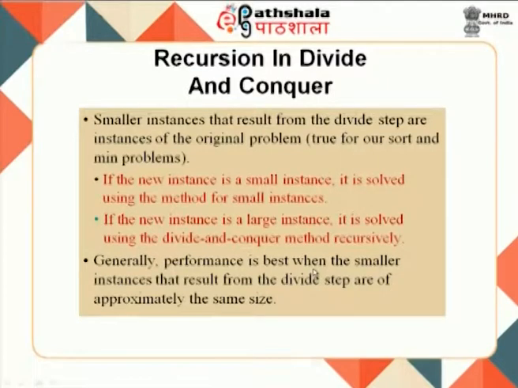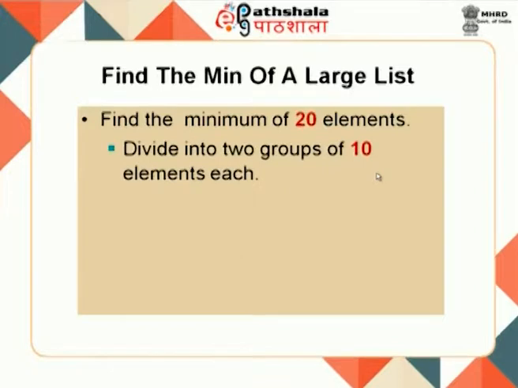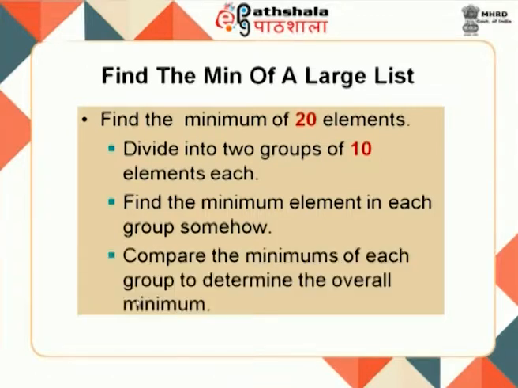Generally performance is best when the smaller instances that result from the divide step are approximately the same size. So, that is why we divide it by 2. Now, let us take an example of finding the min of a very large list. Find the minimum of 20 elements. Divide into 2 groups of 10 elements each. Find the minimum element in each group somehow, we are not telling how. Now, compare the minimums of each group to determine the overall minimum. So, what are you doing? You are taking a problem of 20 elements, finding the min of 10 elements, the min of the other 10 elements, and then comparing the 2 mins to find the overall min.